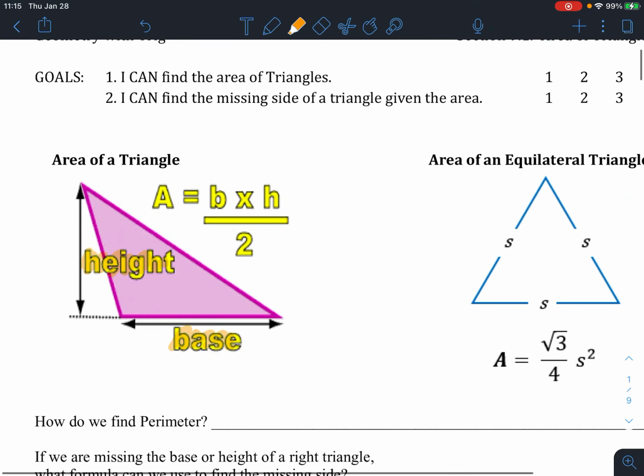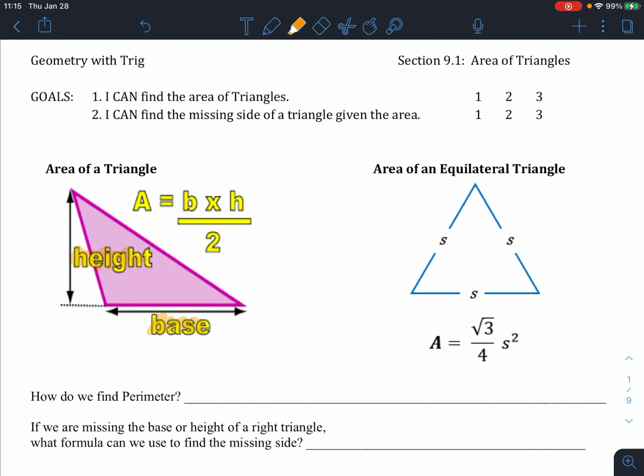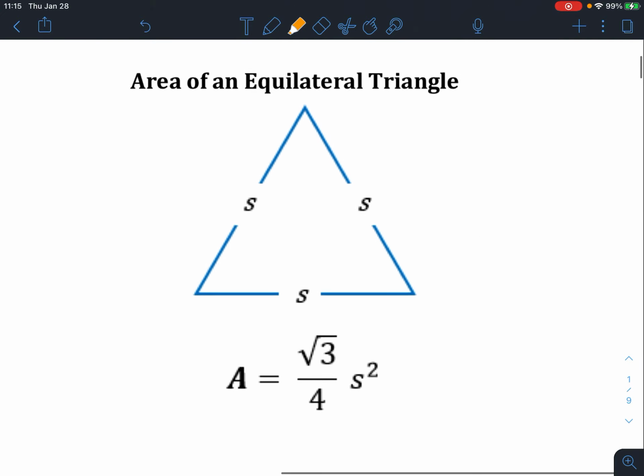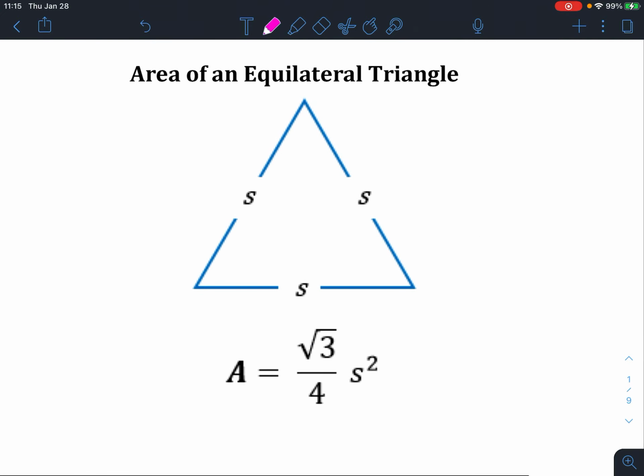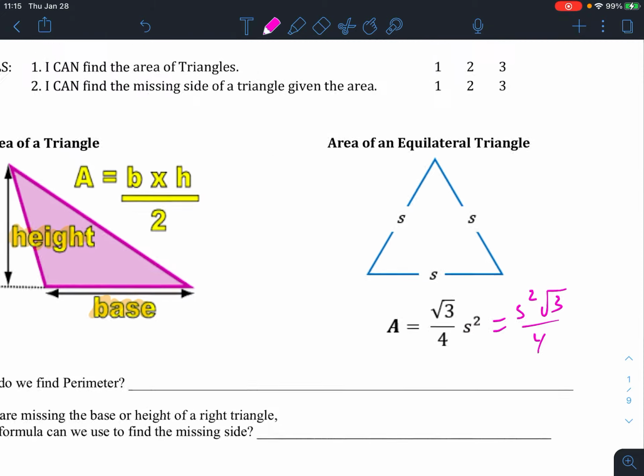Okay? Now there's another formula that is only used on equilateral triangles. You see that down here is root 3 over 4 times s squared. Sometimes I write it like this, s squared root 3 over 4. They mean the same thing. Sometimes it's easier to write it one way or another. Okay, s stands for the length of one side, and since all sides are the same, you can use any of the sides for s.